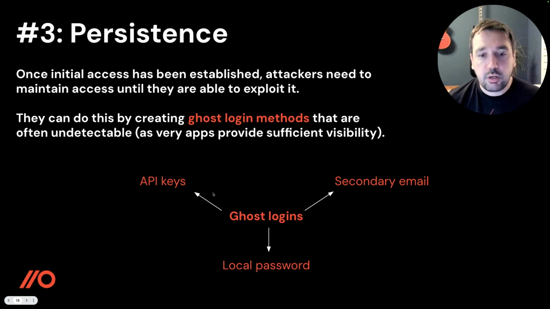Ghost logins are a really important issue in the identity attack world, but effectively it's where you can have multiple different ways of accessing the same identity or the same app. So it might be you can log in via SSO, but also there's a local password without MFA, or a secondary email, or a social account that's been connected, or an API key that's been created. They come into play in both initial access. Snowflake was kind of an example of this, but also they're great for persistence.